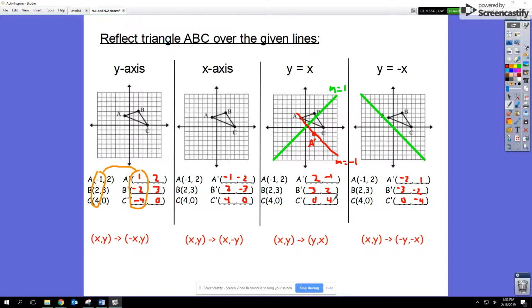And so the method that I showed you here with the green lines and the red lines and opposite reciprocal slopes, yeah, you could use that if you want to. It's a little bit unnecessary and it's a lot of work, quite honestly. So I would prefer you to know the rules. But if you don't remember the rules, then you could use opposite reciprocal slopes and you could still be successful. All right, so that takes care of your rules.